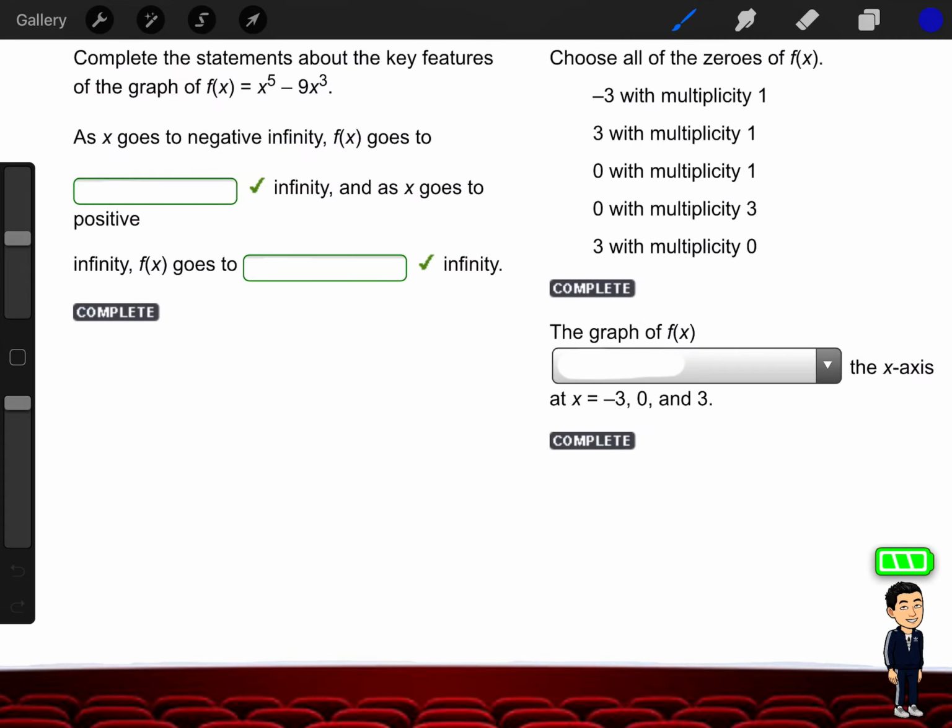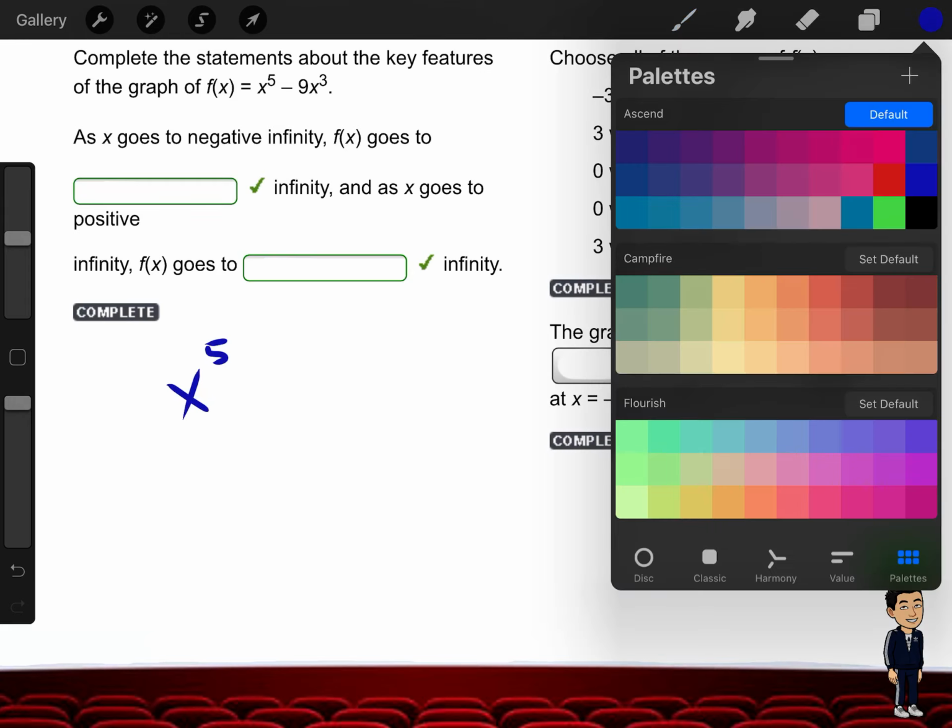All right, so first slide, we're going to be testing the end behaviors. For the end behavior, all you need to do is look at the leading term. In this case, we're going to be testing out x to the fifth power. Here is what they're asking.